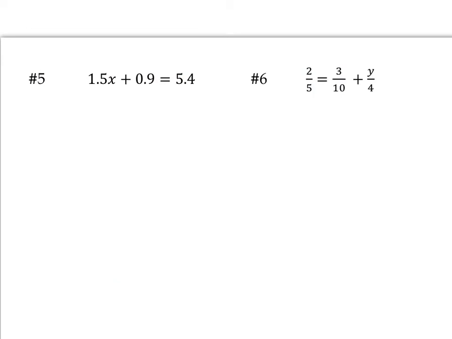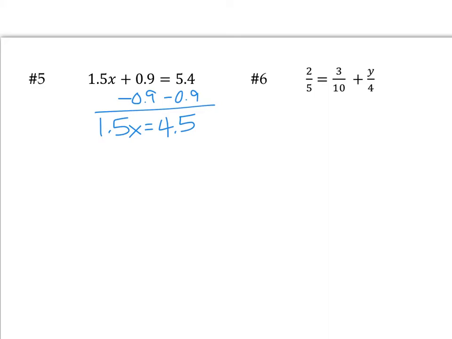We see a couple more examples here. We'll see some with decimals and fractions. Sometimes you see decimals or fractions and think it's going to be harder or you don't know what to do. Handle the problems the same as you would any other time. In this first example here, 1.5x plus 0.9, we want to subtract the 0.9 on both sides. So we're going to have 1.5x equals 4.5.